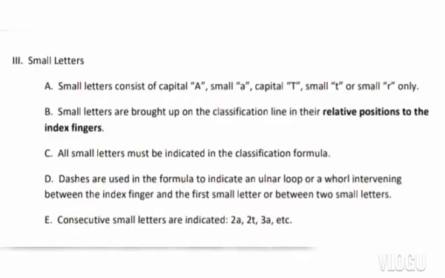Third is small letters. Small letters consist of capital A, capital T, small t, or small r only. Small letters are brought up on the classification line in their relative position to the index fingers. All small letters must be indicated in the classification formula. Dashes are used in the formula to indicate an ulnar loop or a whorl intervening between the index finger and the first small letter or between two small letters. Consecutive small letters are indicated 2A, 2T, 3A, and so on.